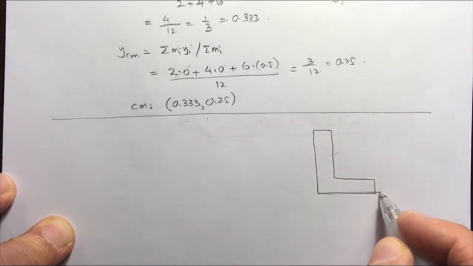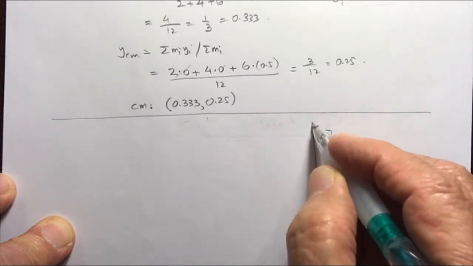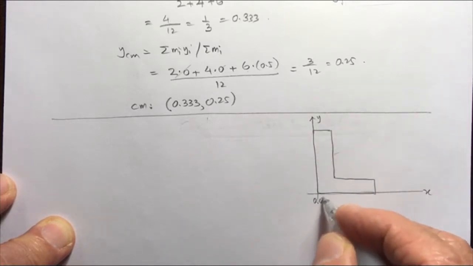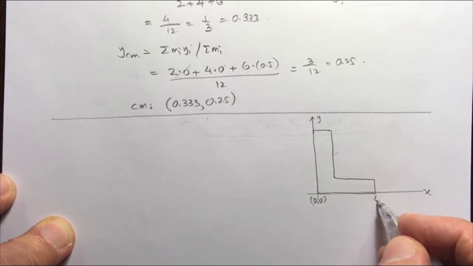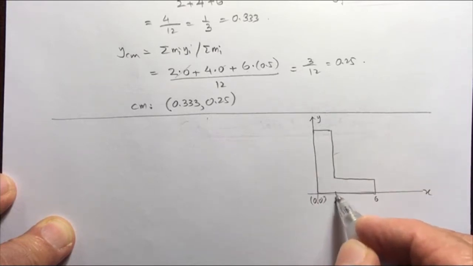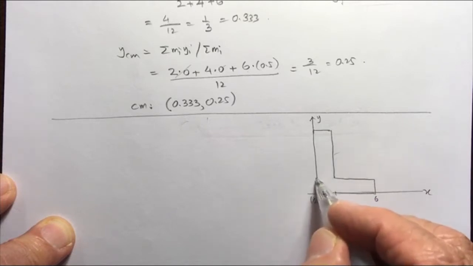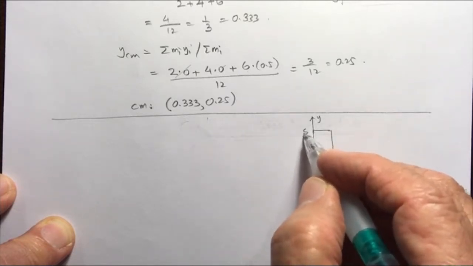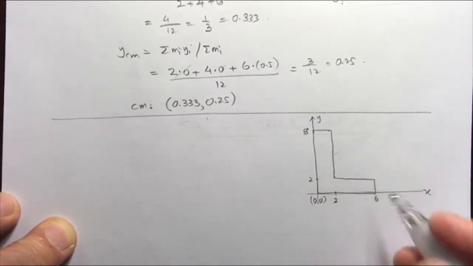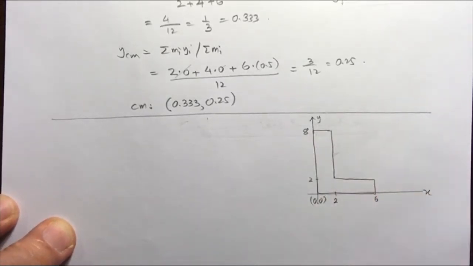So let's put the x-axis right here, put the y-axis right here, and this is our 0, 0. And this, let's say, is 6 units, and the thickness is 2 units, and this height is also 2 units, and the length is 8 units. Where's the center of mass of this object? And it has uniform thickness.